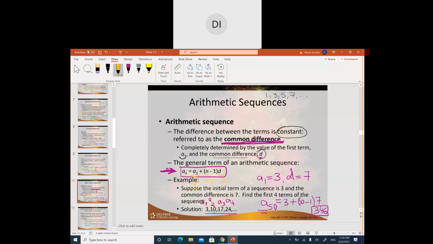Okay, everybody understanding the arithmetic sequence? We have a list of numbers, and the order is very specific. You have a specific order, and from number to number, you add the same common difference. Okay, so that's an arithmetic sequence.